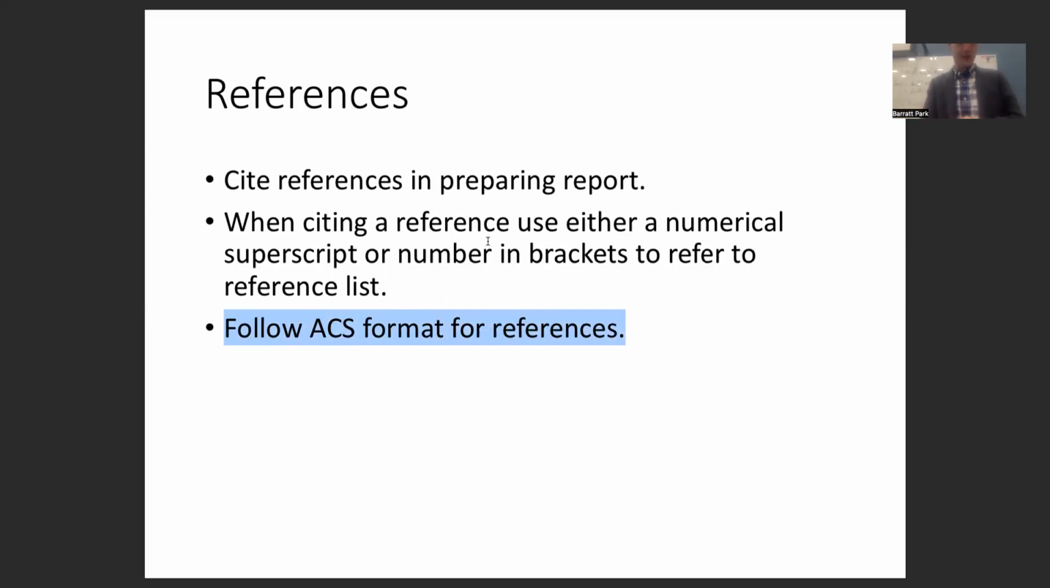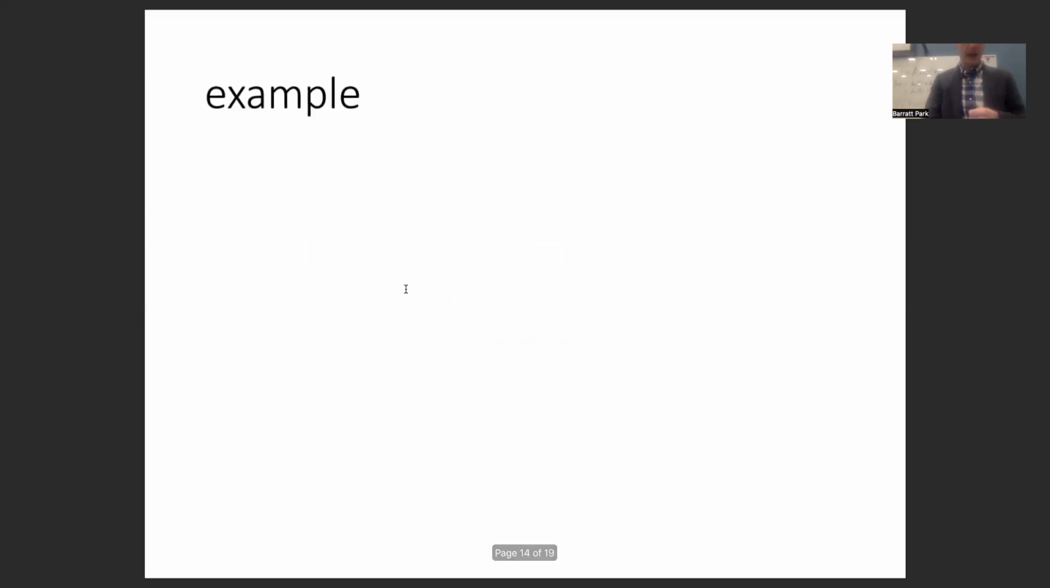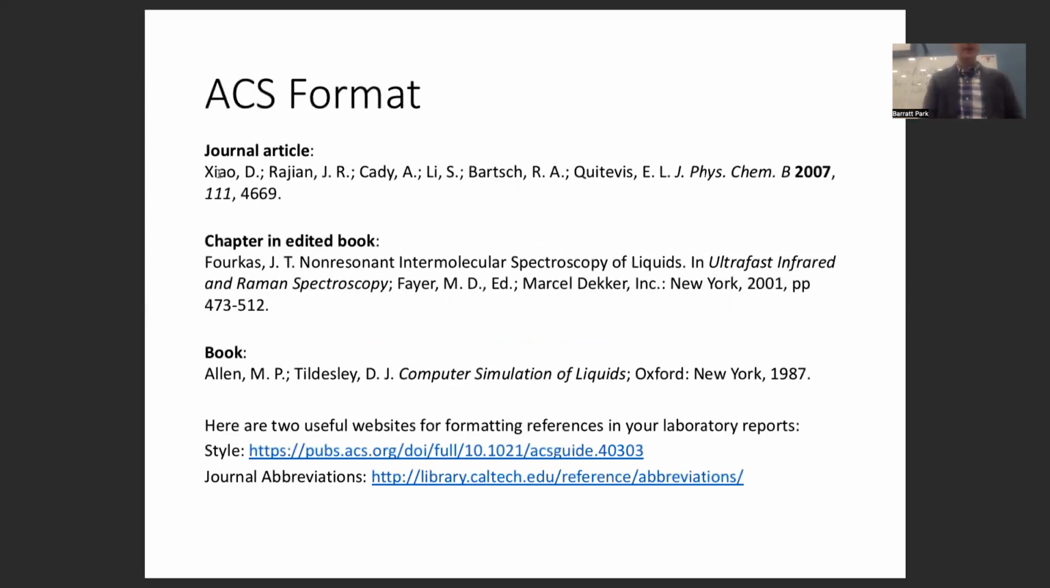And you should use either a numerical superscript or a number in brackets to refer to the reference from within the lab report. So here's how you're going to cite a journal article. You give the name of each author, last name, comma, first initial. Then you give the journal. You can either use the full journal name or the abbreviated journal name. Next, you give the year, the volume, and the page number. And you can either give the full page range, or you can just give the first page. That's enough information for someone to be able to find the relevant article.